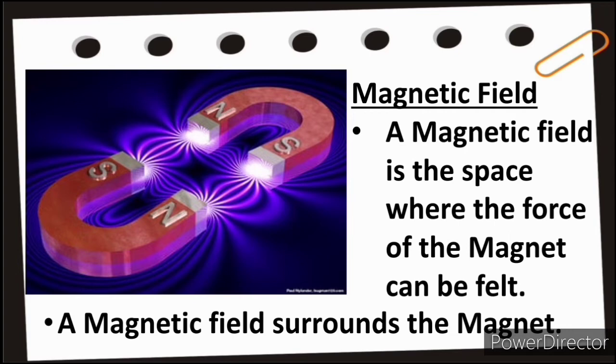Wow! Remember, I told you the force, which is the push or the pull of a magnet, is strongest at its poles. But now, a magnetic field is that space where you can feel the force of a magnet. So even as the force is strongest at its poles, that space where you can feel the force is known as the magnetic field. The magnetic field surrounds the magnet.